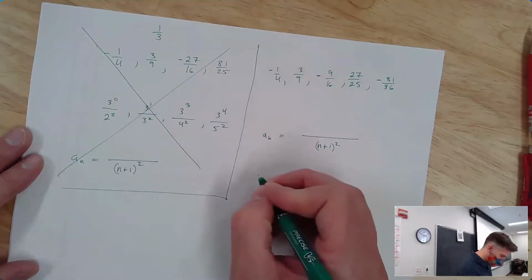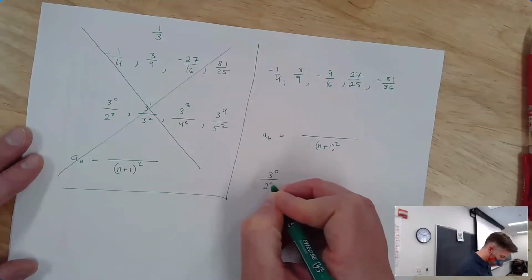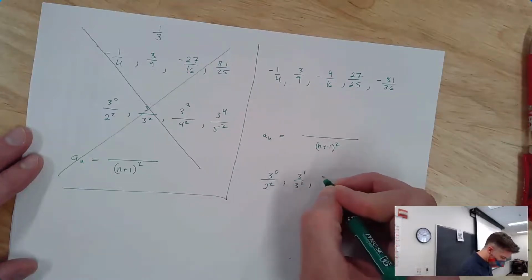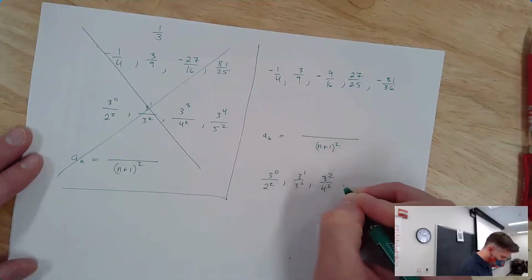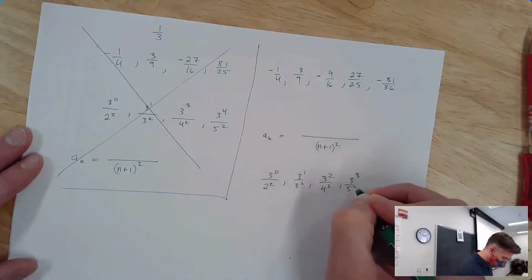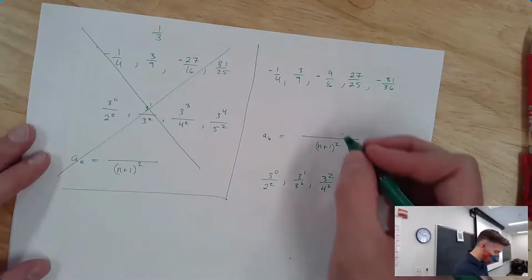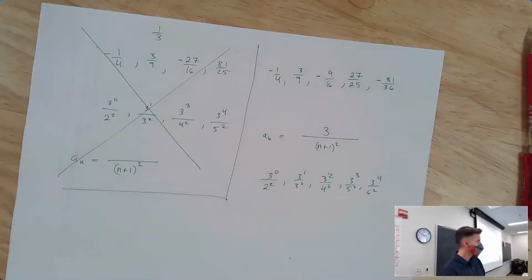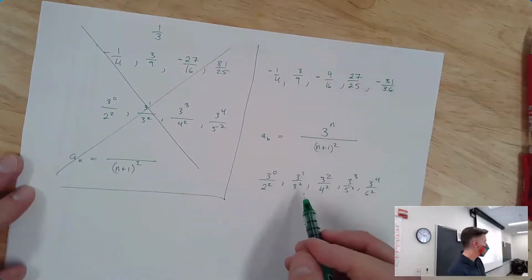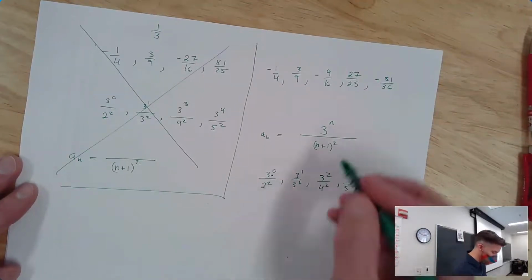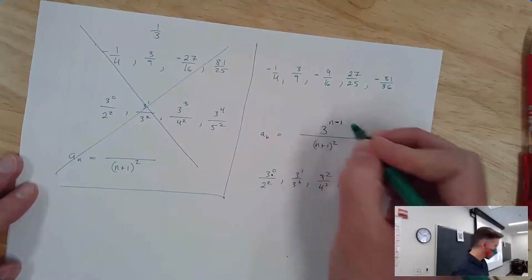That's going to be 3 to the 0 over 2 squared, and 3 to the first over 3 squared, and 3 to the second over 4 squared, and 3 to the third over 5 squared, and 3 to the fourth over 6 squared. So we could write the numerator as 3 to the what? n-1, right? Because if we do n, we're starting at n equals 1. But I want to start with the power of 0. So when n equals 1, I need an n-1 to get the power of 0 there.